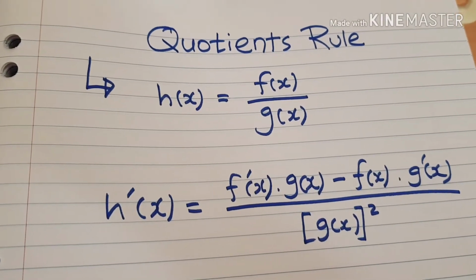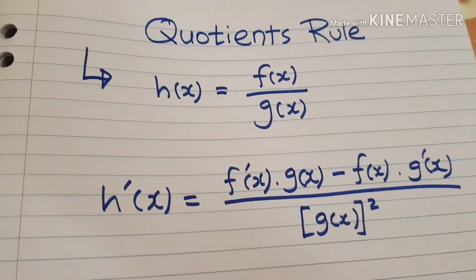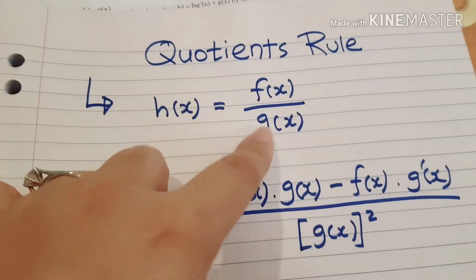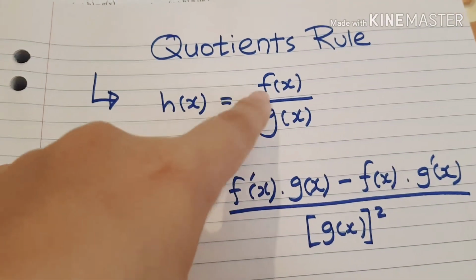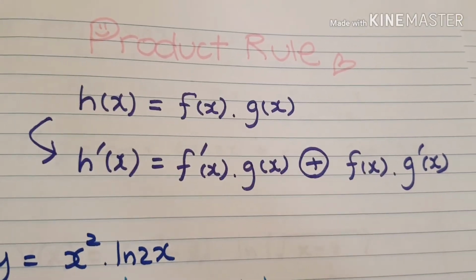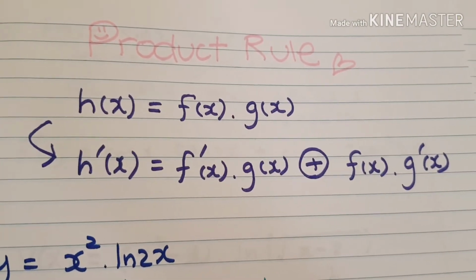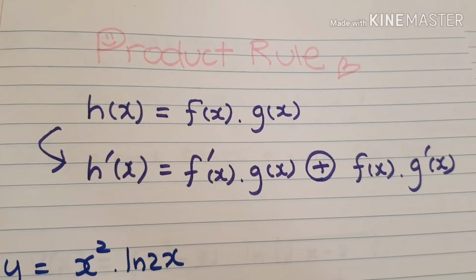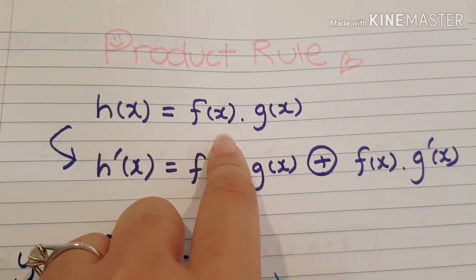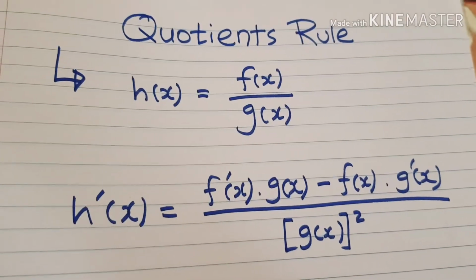Right, today we're going to go over the quotient rule. For the quotient rule, the original equation is in fraction form, so f(x) function over g(x) function. Right, this is very similar to the product rule that we did last lesson, but the only difference is that those two are multiplied and today it's divided.